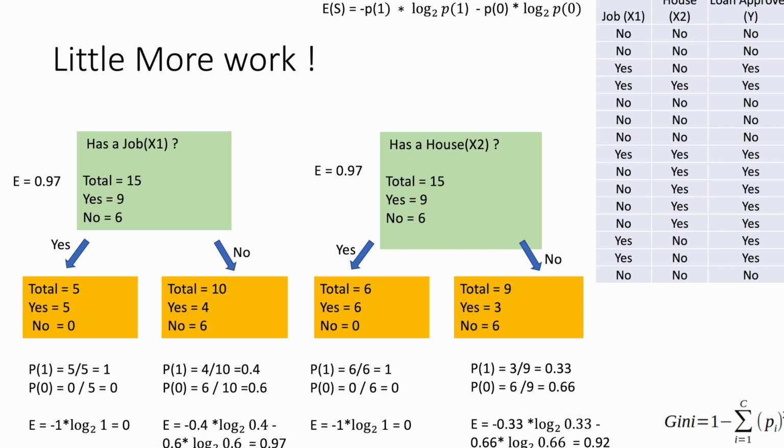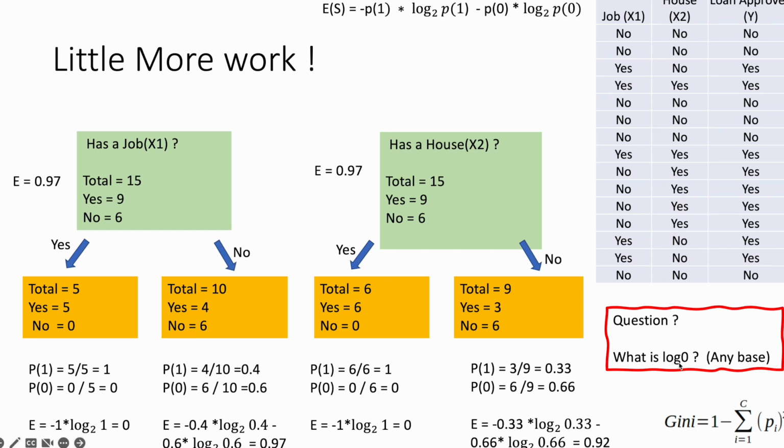That's fine. But the question is, over here, 0.97, one node is 0, one node is 0.97, and 0.97, one node is 0, one node is 0.92. Which split is better? Still, there is no way of knowing which split is better. So let's try to dig more. This I have already answered, that is, why log 0.